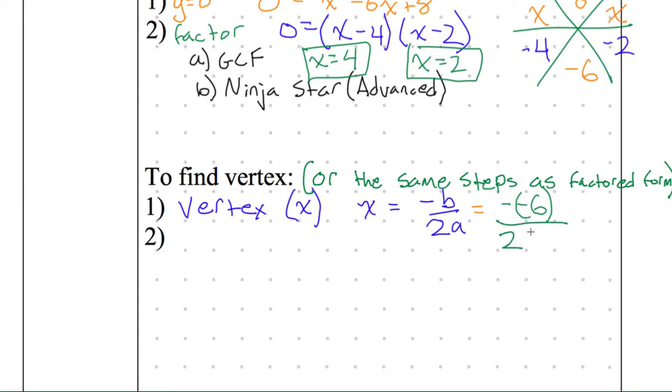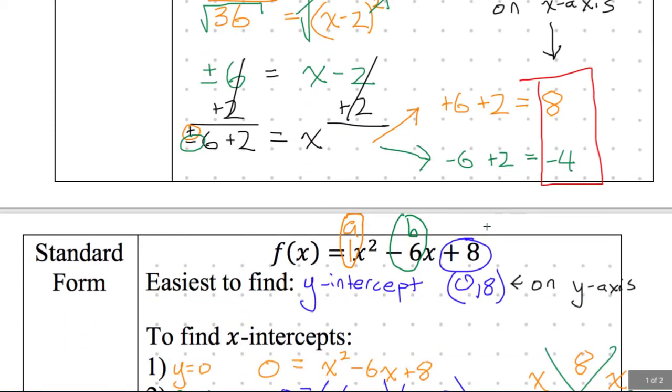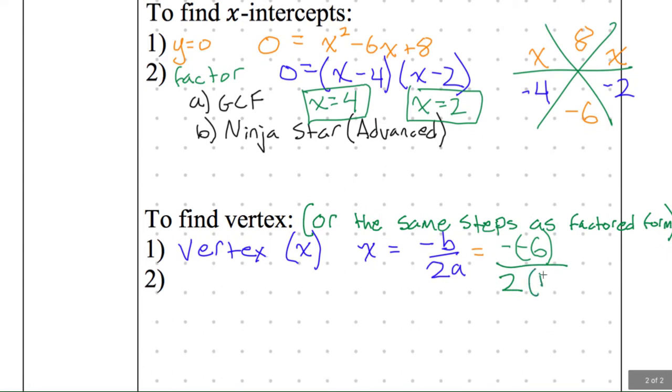I still have this 2. Oops. And then A was 1. All right. Can someone simplify this for me? Andres? 6 over 2. 6 over 2, which is 3. Yeah, double negatives, those cancel out, so you can put that if you would like. When there's a double negative, they turn into a positive. And then 6 divided by 2 is indeed 3. So that's the x-coordinate of the vertex.